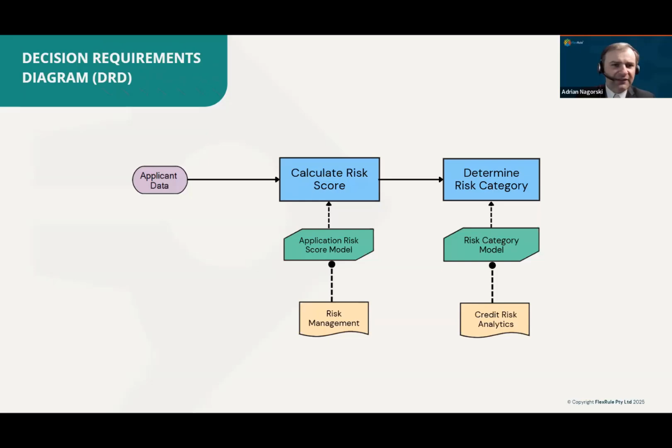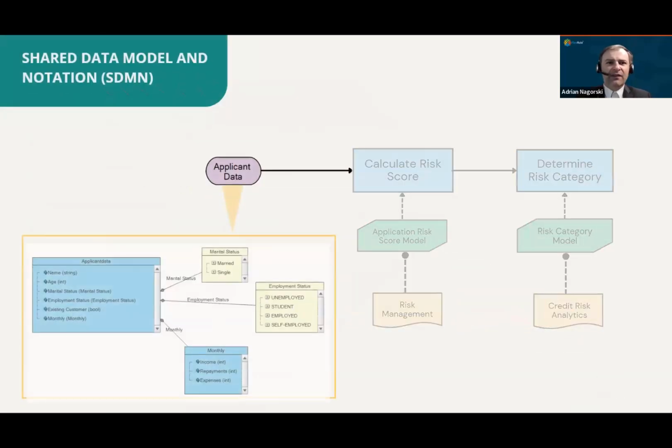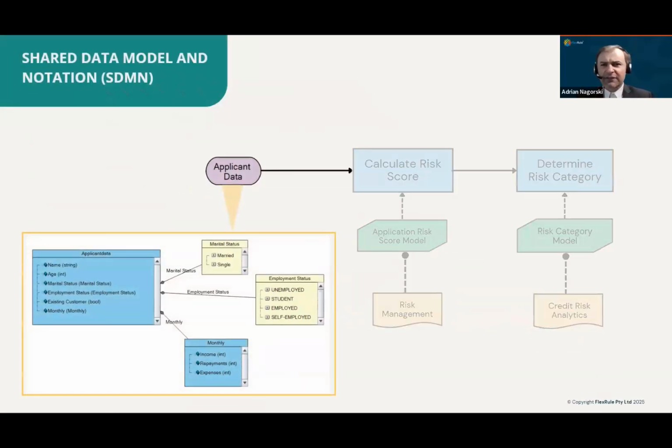The next component is SDMN. A very interesting component here, because it's the way you standardize the data exchange between decisions and systems. And that's what that data input shape in the decision requirements diagram attempts to do.